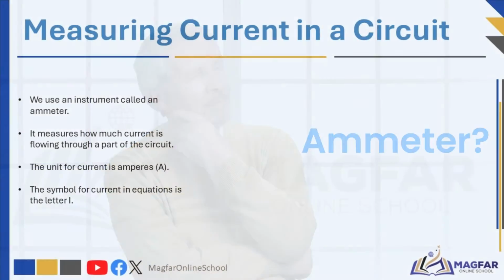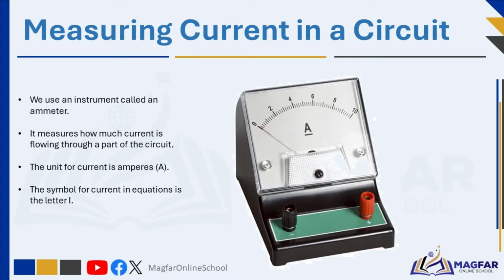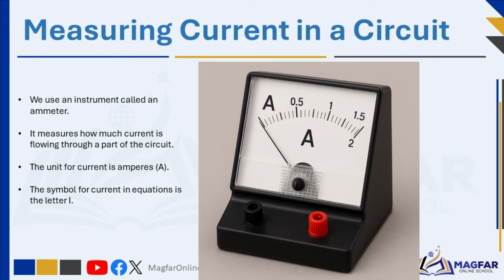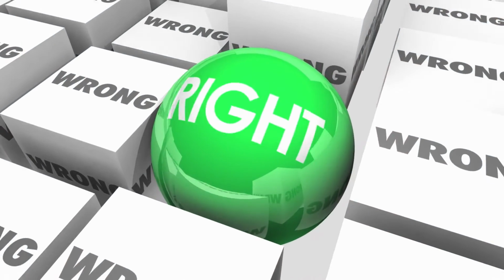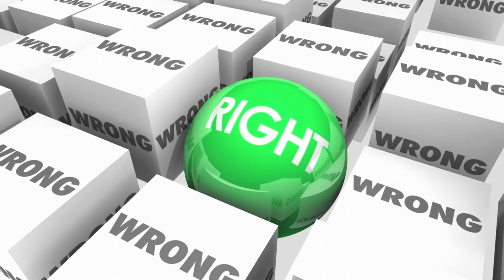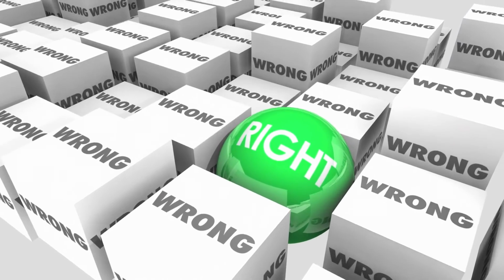We use a special instrument called an ammeter. This tool helps us find out how much current is flowing through a particular part of a circuit. The amount of current is measured in amperes, which we write as A. In equations and circuit diagrams, the symbol we use for current is the letter I. Now, it's very important to connect the ammeter correctly, or you could damage it or get incorrect readings.